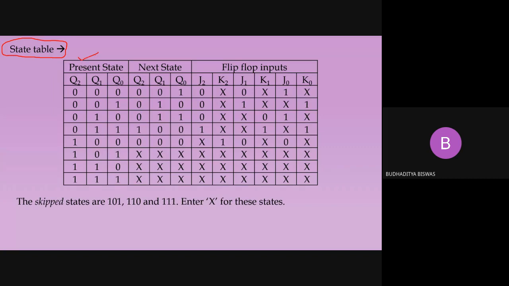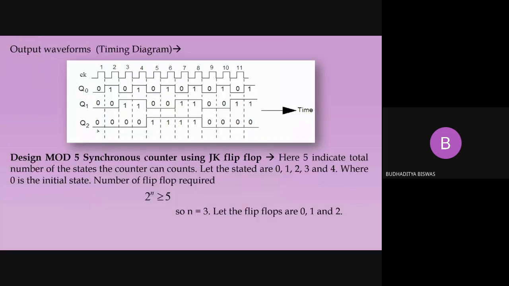First is the present state, and next is the next state. So you need to write the present state, next state, and flip-flop input. These are my headings. How many flip-flops are there? Three flip-flops. So here also I mentioned that, you see, this is also mentioned here. Where is my pointer? So let the flip-flops be flip-flop 0, flip-flop 1, and flip-flop 2.